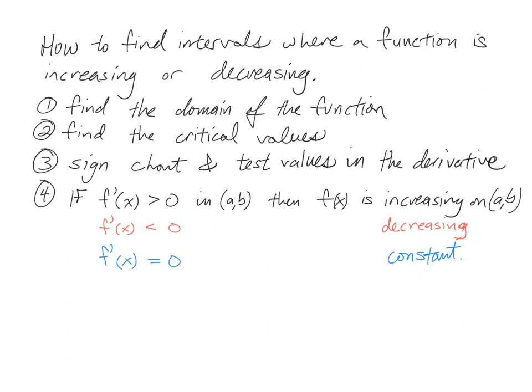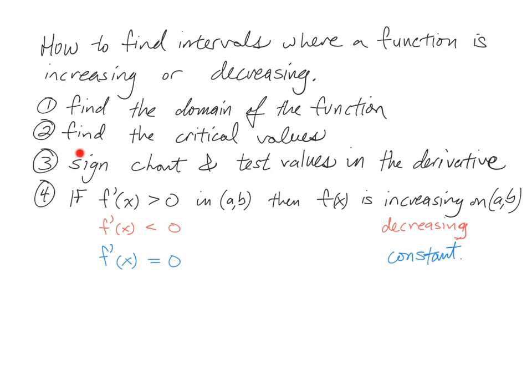So first I'm just going to go over the process here. How do you find intervals where a function is increasing or decreasing? Well, the first thing you need to do is find the domain of the function. So that way we know what intervals are actually possible. Some functions don't have all real numbers as their domain. So knowing the domain that we're working with will be very helpful.